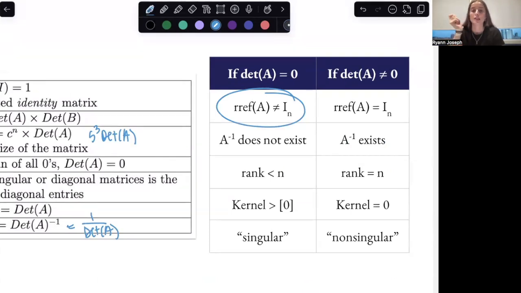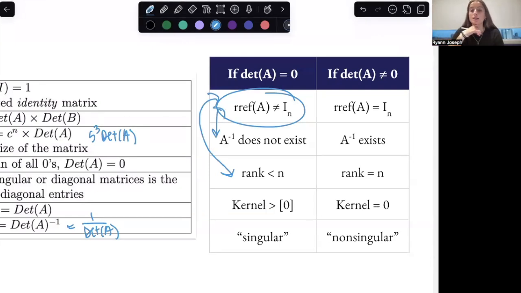This makes sense because that would mean there are zeros along the diagonal. We wouldn't have full pivot variables. We would have at least one free variable. So the reduced echelon form is not the identity matrix, which, as we talked about in 2.2, means it's non-invertible. That means the inverse does not exist, and if we have at least one free variable, that means we don't have full rank. That means the rank is less than n.